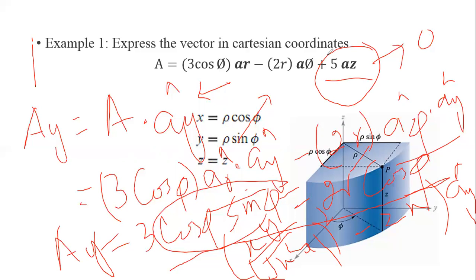If we have to find a_z, we will take A dot a_z. So we will get only this component 5a_z, because a_r dot a_z results in 0, and a_phi dot a_z results in 0. So we will get only this term. And in this way, we can find a_x, a_y, and a_z. And this vector will be converted into the Cartesian coordinate system.